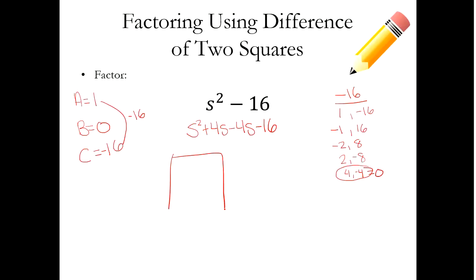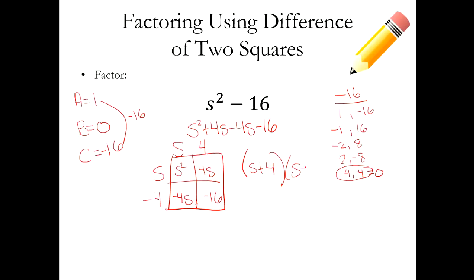Okay, let's go ahead and box that. S squared, 4s, negative 4s, and negative 16. So I'm going to get s and s, 4s, and negative 4, right? Because negative 4 times 4 needs to give me negative 16. So I've got s plus 4, s minus 4.